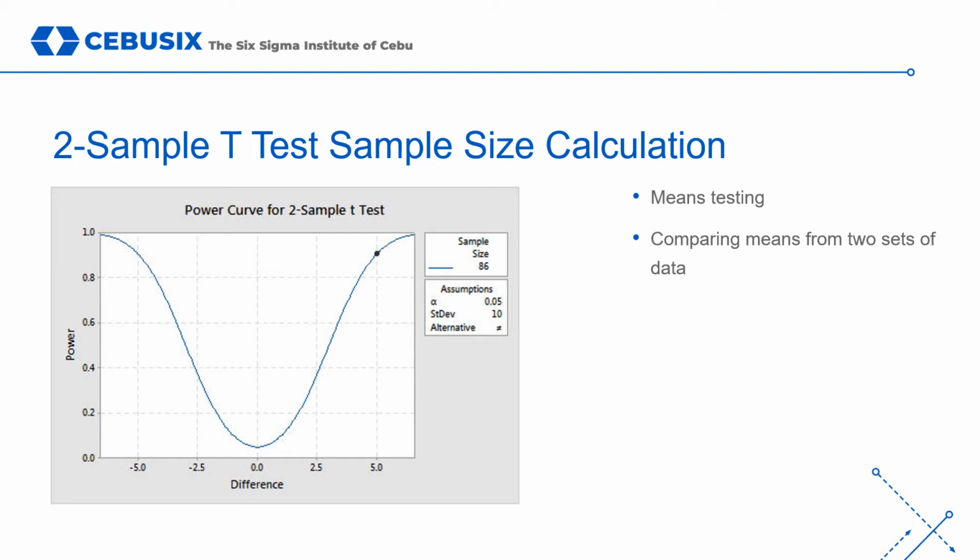S squared is the sum of the value of each variable in sample 1 minus the mean for sample 1 squared, plus the sum of the value of each variable in sample 2 minus the mean for sample 2 squared, which is divided by the number of variables in sample 1 plus the number of variables in sample 2 minus 2. The two-sample t-test is for testing means and is used to compare the means from two sets of data.